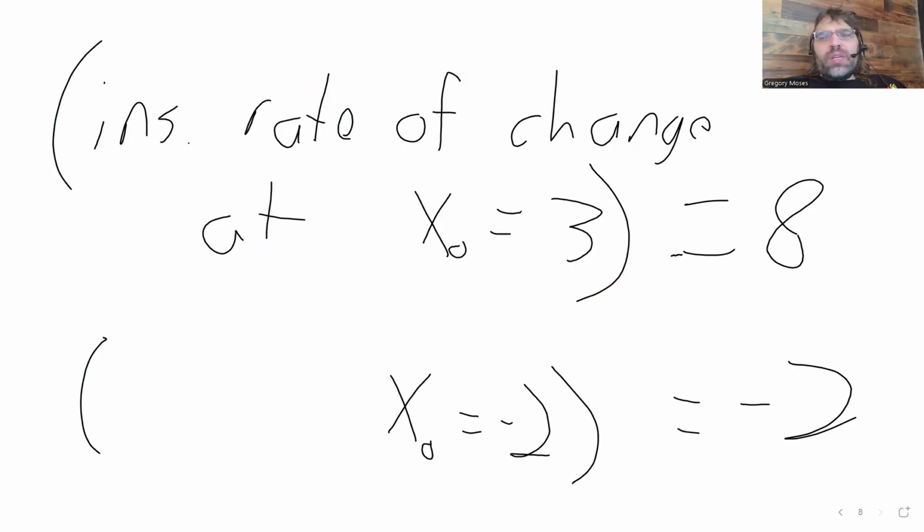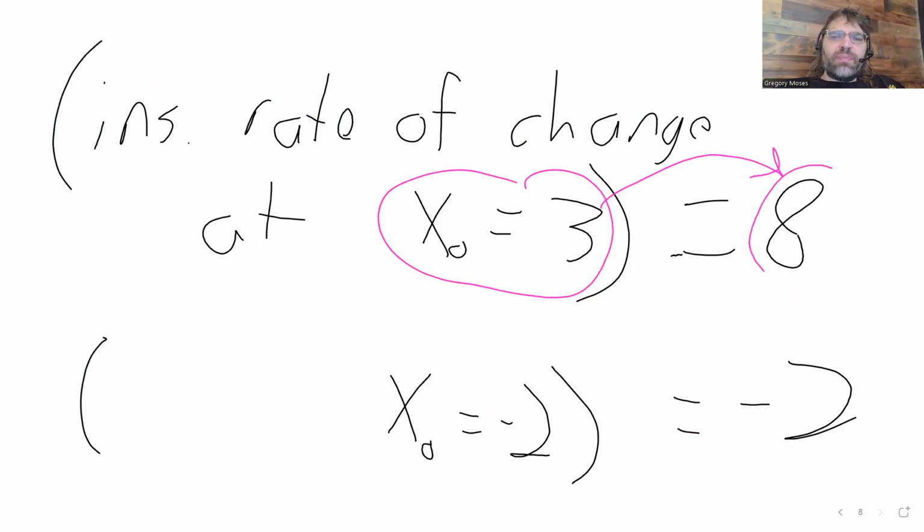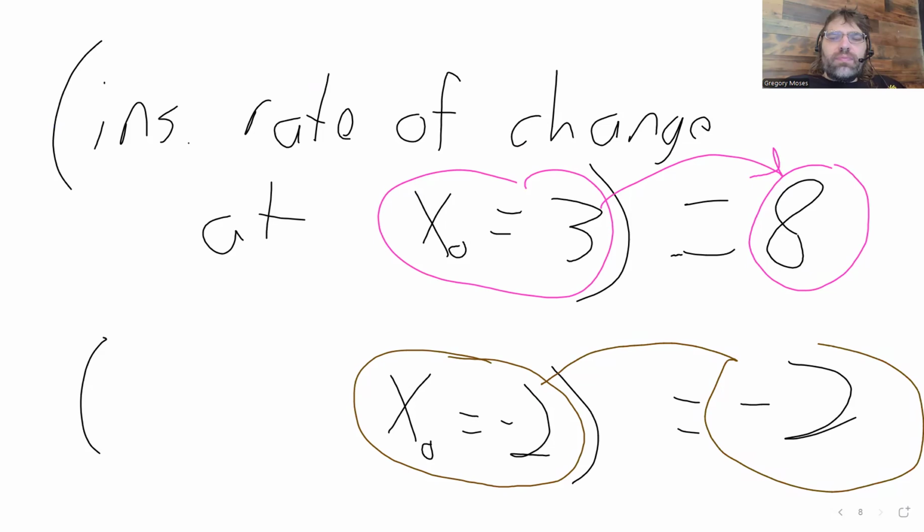And looking ahead a bit, we basically have a function here, right? If we think of this 3 as an input, it's being assigned to 8 as an output. If we think of -2 as an input, it's being assigned to -2 as an output, and so on. So the instantaneous rate of change seems like maybe we could use it to define a function, which is exactly what we're going to do at the start of the next chapter.